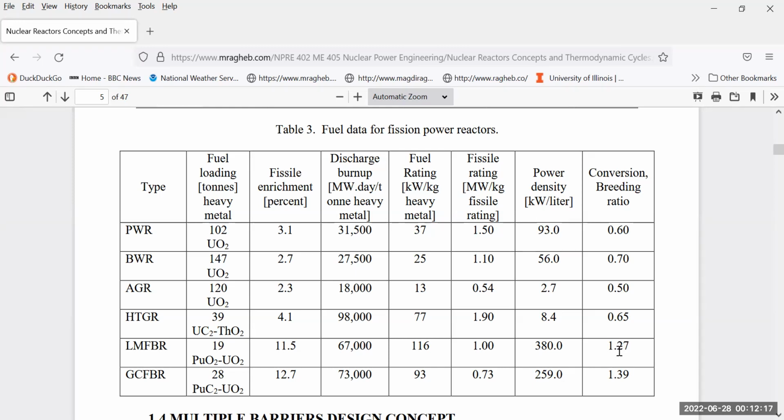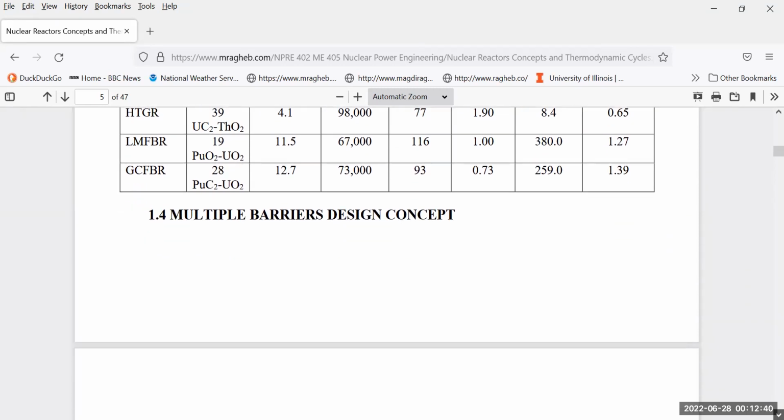Let's remember this, that this is the promise of nuclear energy, of its vision. If we adopt this design of the liquid metal fast breeder, which is not the case today, we're still using the light water reactors, PWR and BWR, then we can produce more energy than the energy we are producing.